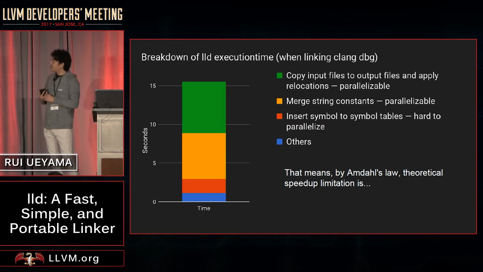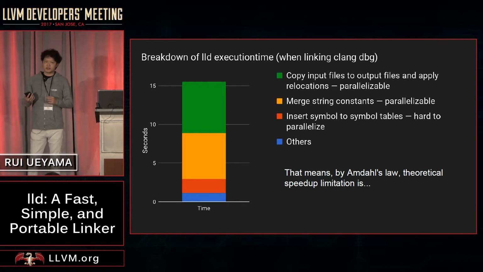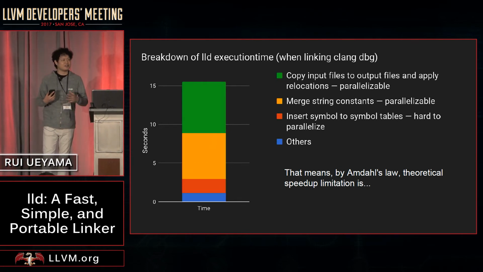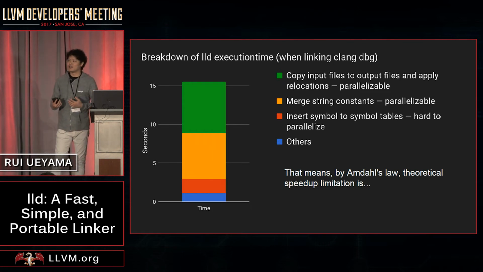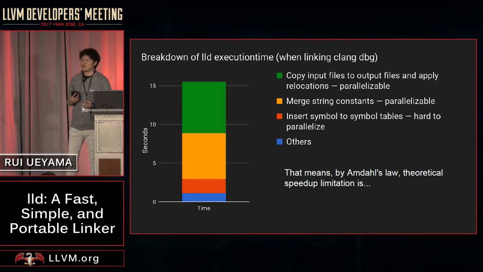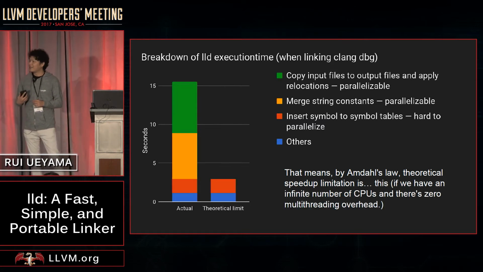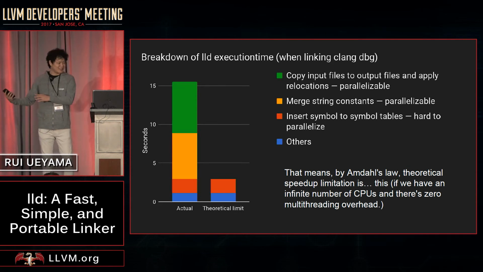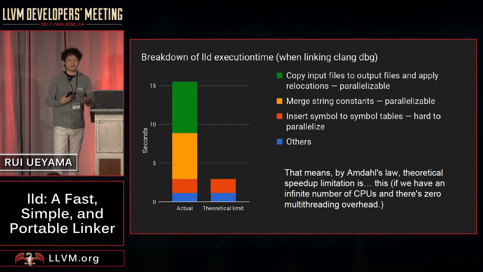So which part can be parallelized? Symbol resolution is a somewhat serialized process because the order in which symbols are resolved really matters, and you cannot swap it. So it is hard to use threading for symbol resolution. But besides that, you can actually parallelize it. And if you apply that factor to Amdahl's law, then you get this theoretical limit. This is not a real number, but if you have an infinite number of CPUs and zero overhead of using threads, then in theory you can get this number, right? How can we get close to this?